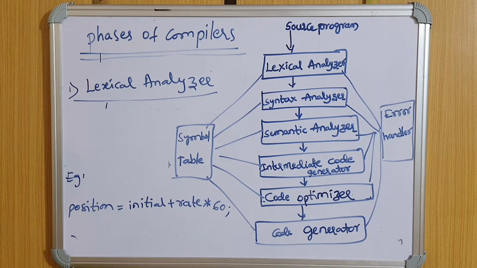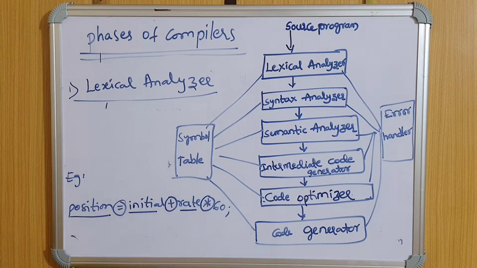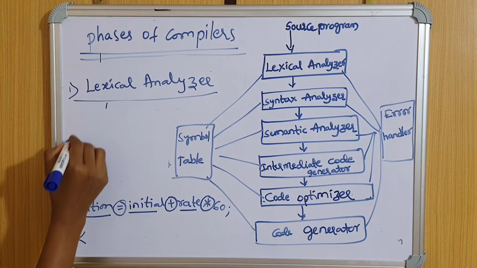Then what will the lexical analyzer do? This lexical analyzer will find out the tokens. What are the tokens available in the given input stream? Now tell me what are the tokens here. Position is one token, and initial and rate, and this is the assignment operator, this is the addition operator, this is the multiplication operator. So what output will the lexical analyzer give?